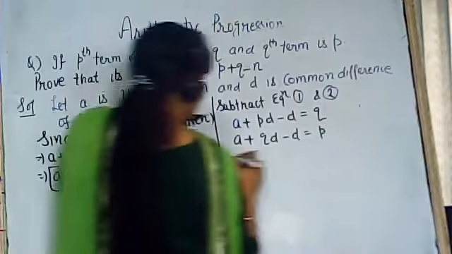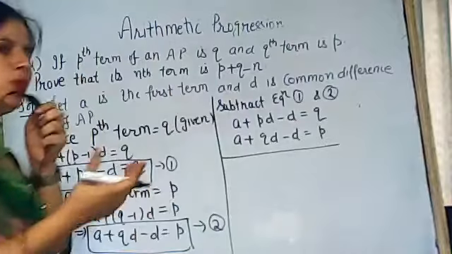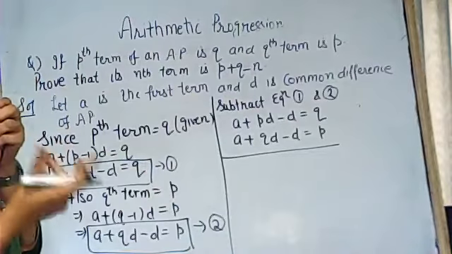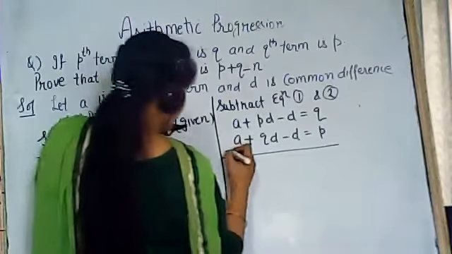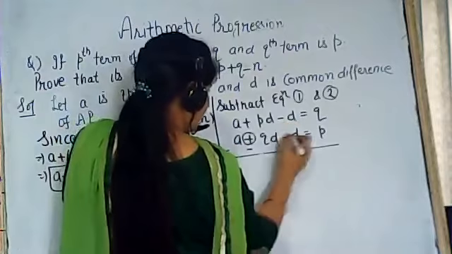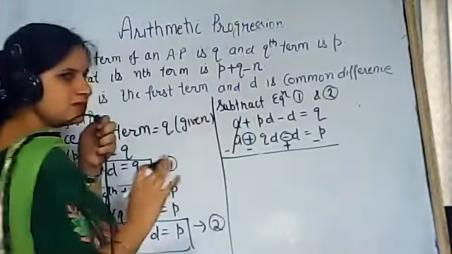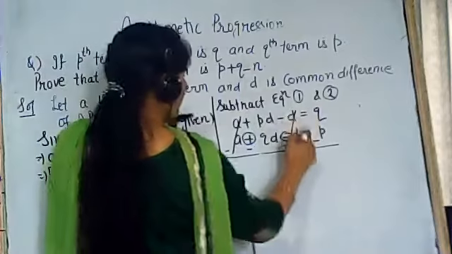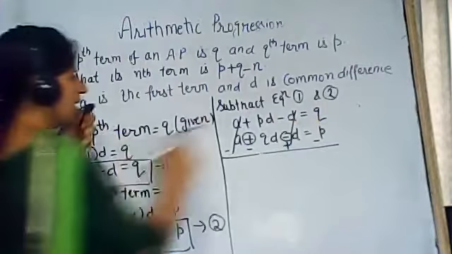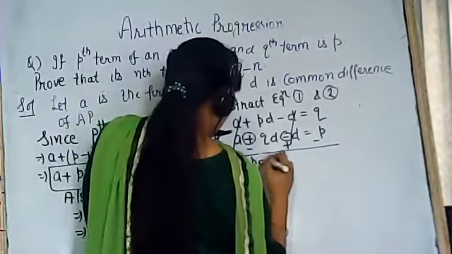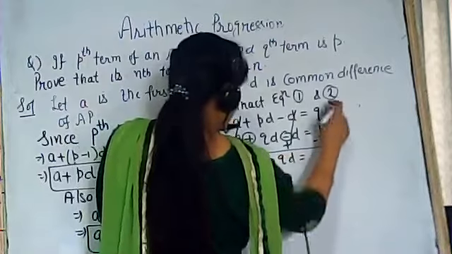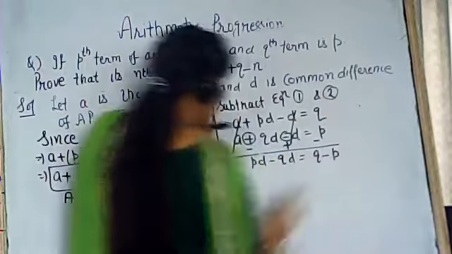Now we are going to subtract these two equations, and we know during subtraction the sign will always change. It means the positive sign will become negative and negative sign will become positive. A minus A, this will be 0. Minus D plus D, again this will be 0. So we are left with PD minus QD, and this is equals to Q minus P.